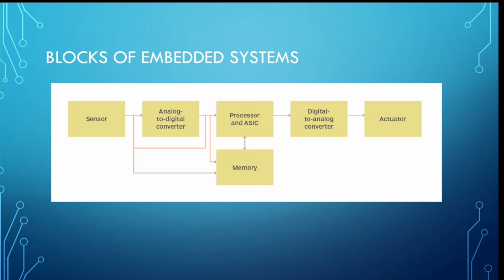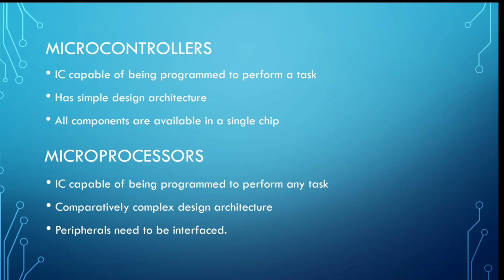So these are the blocks of embedded systems. It has sensors, ADC that is analog to digital converters, processors, digital to analog converters that is DAC, and memories and actuators to perform specified tasks.